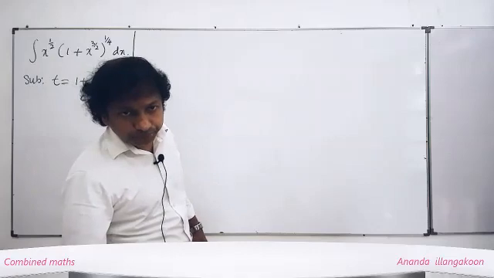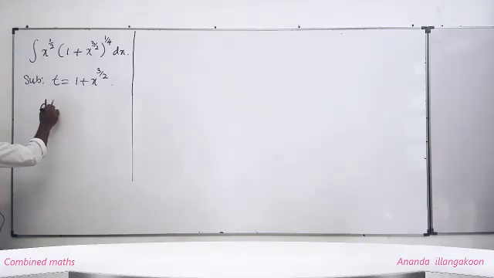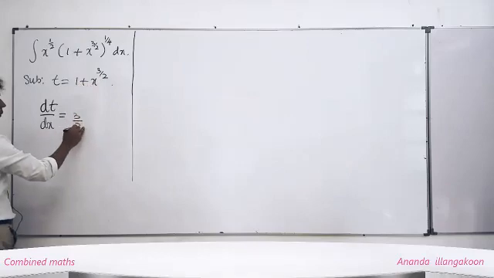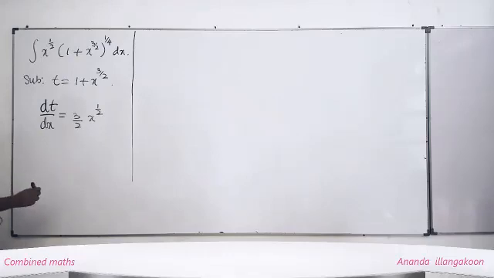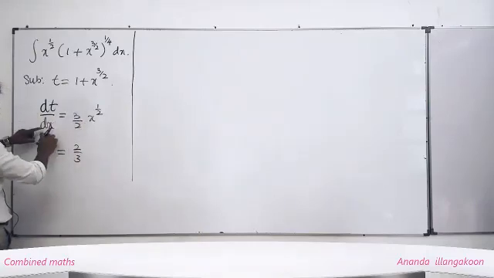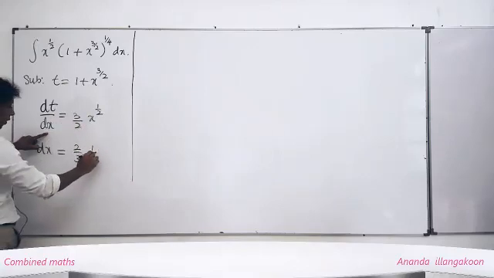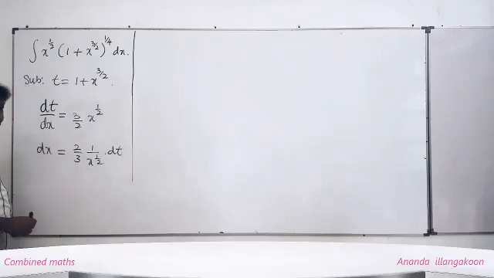Take this. When we differentiate this, we get dt by dx. This is 0, 3 by 2 x to the power half. 3 by 2 minus 1 is half, no? And then dx can be written as 2 by 3 x to the power half dt. 2 by 3 x to the power half dt.